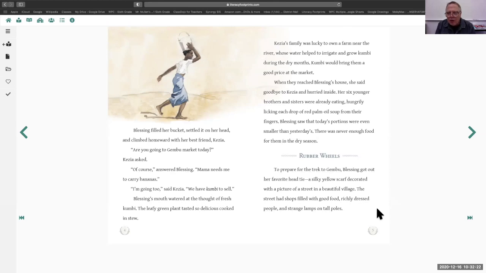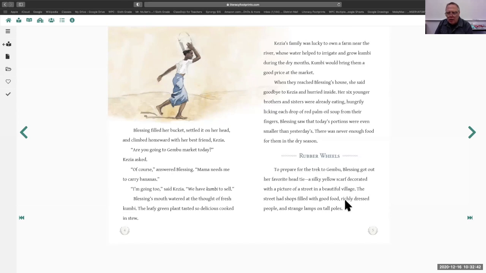To prepare for the trek to Gembu, Blessing got out her favorite head tie, a silky yellow scarf decorated with a picture of a street in a beautiful village. The street had shops filled with good food, richly dressed people, and strange lamps on tall poles.